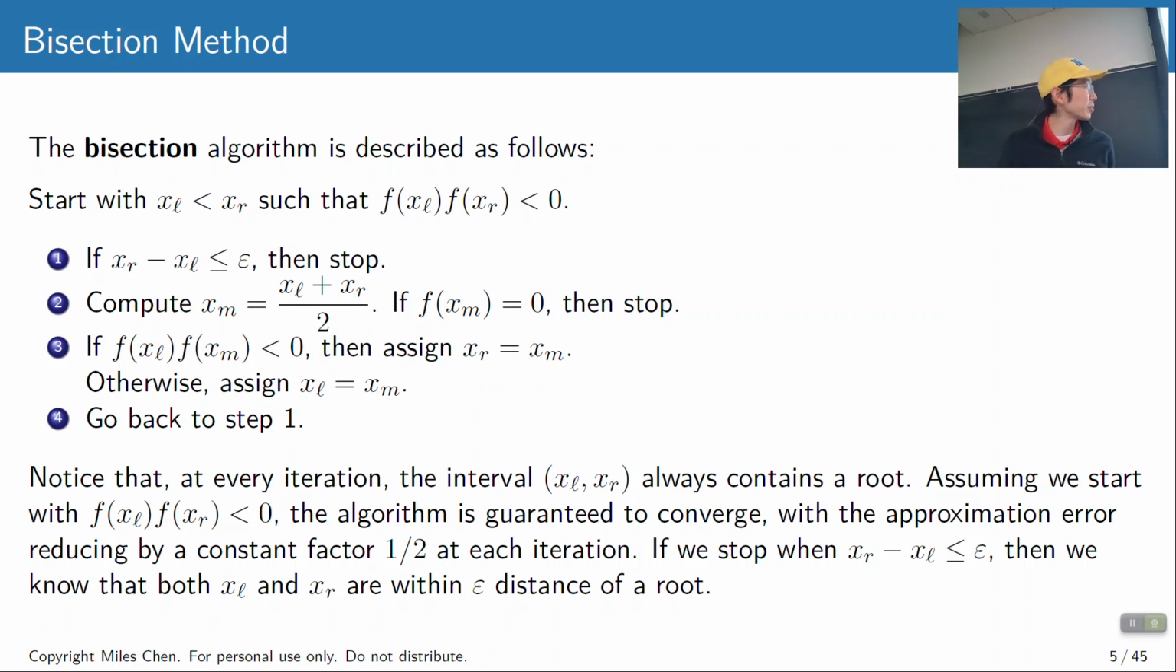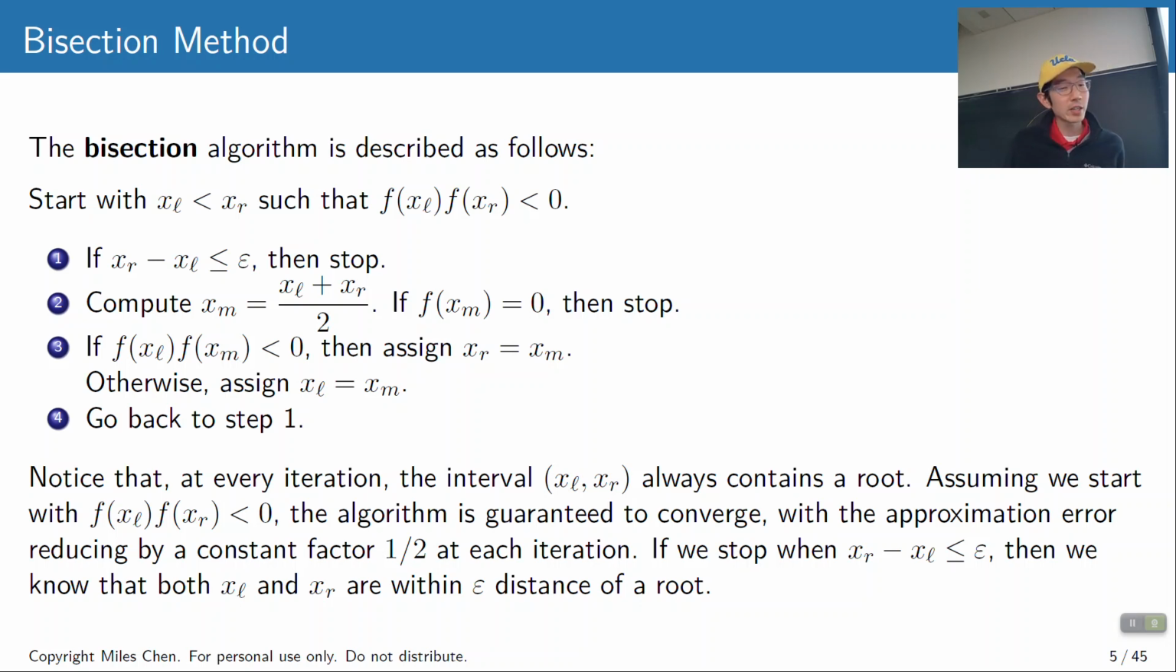Otherwise, we will compute the product of f on the left and f at the midpoint. If that value is negative, then that means the left and the midpoint have opposite signs, and the root has to be between the left and the midpoint. If that's the case, then the midpoint will become our new right bound, and so we will assign xr to be equal to xm.